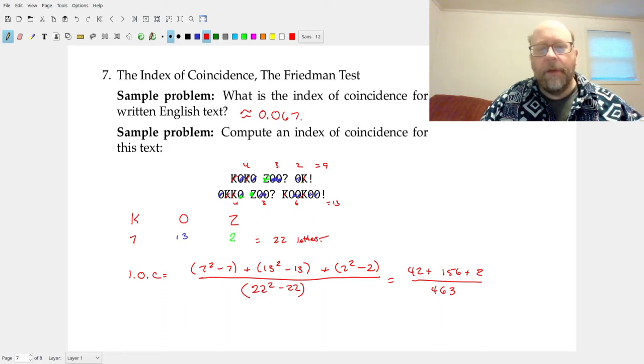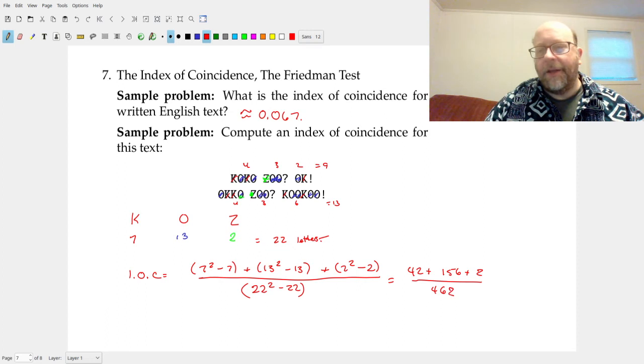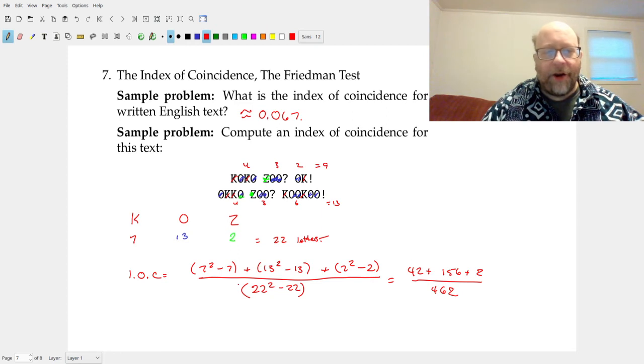22 squared is 484 minus 22. Nope, 462. You'd think I could do math in my head, but there we go. Let's try that. All right. So 42 plus 156 is 198 plus 2. Is that actually going to be exactly 200? Is 200 divided by 462.